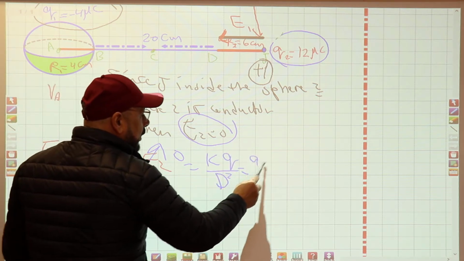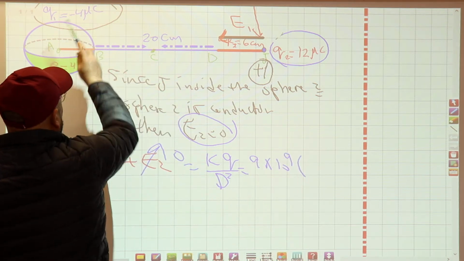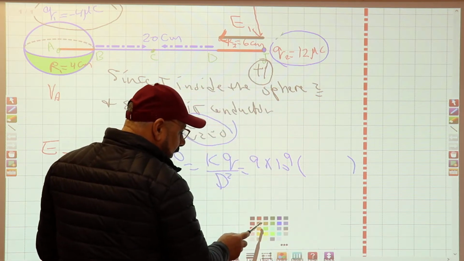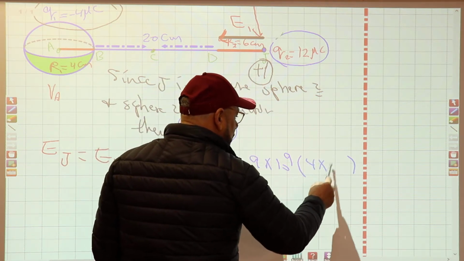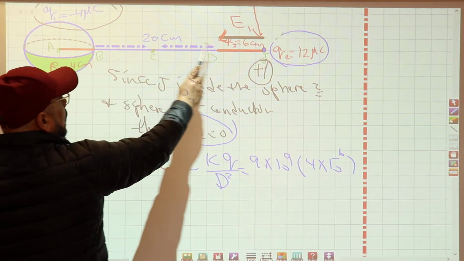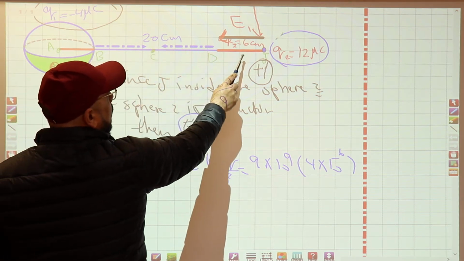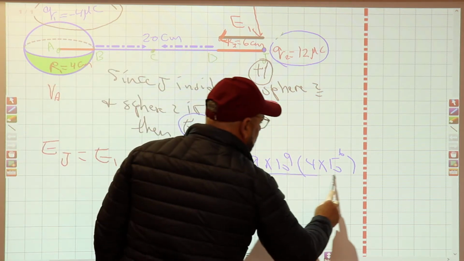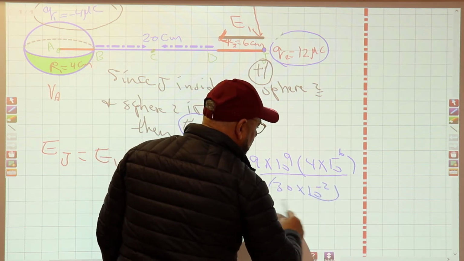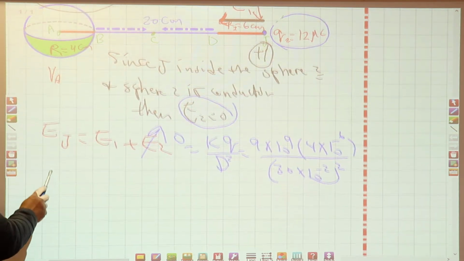K is 9 times 10 to the 9. Q for this guy is 4, and we don't plug in the negative for the electric field, so 4 times 10 to the negative 6. The distance from here to there is 24 plus 6, 30 centimeters, which is 30 times 10 to the negative 2, squared. Now, arithmetic.